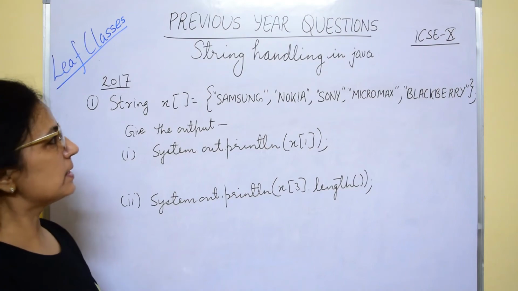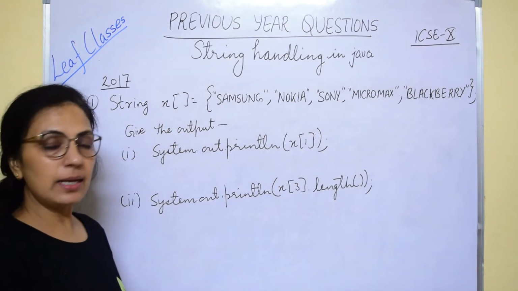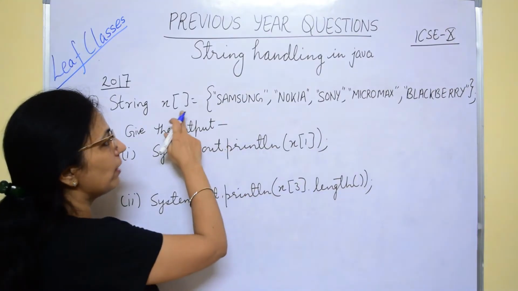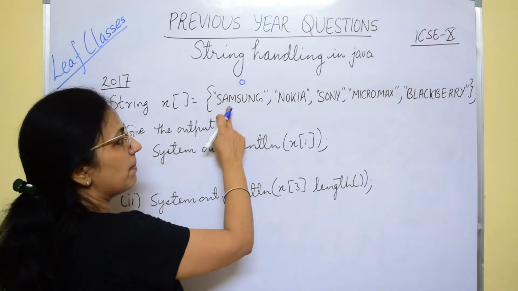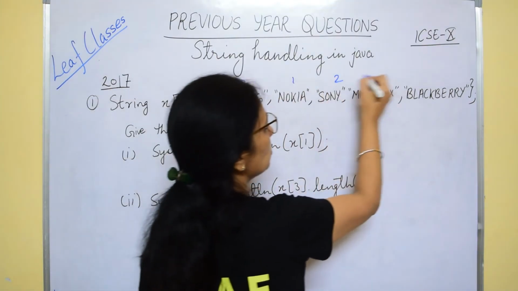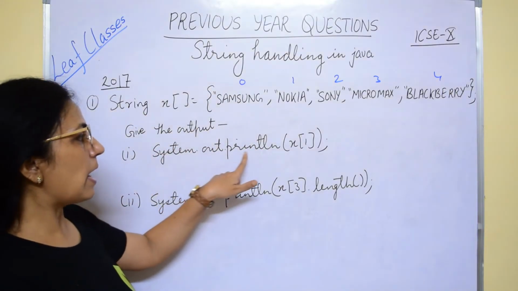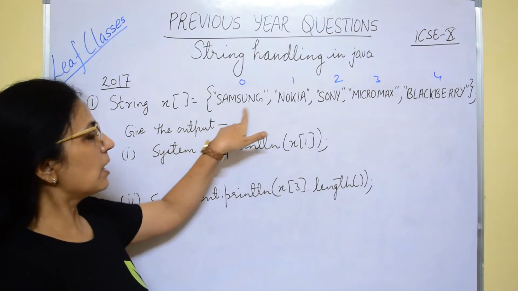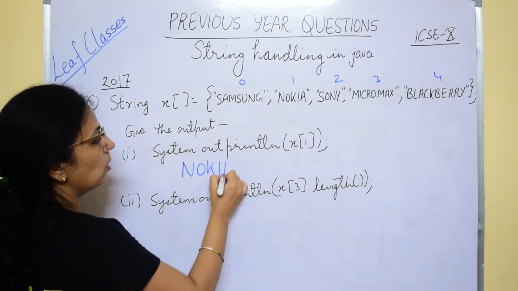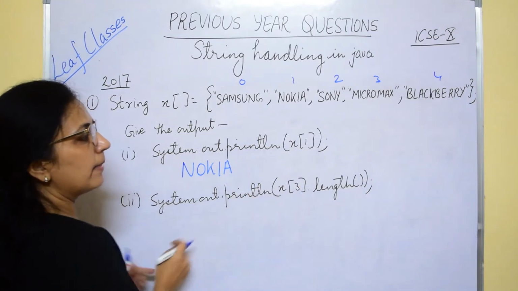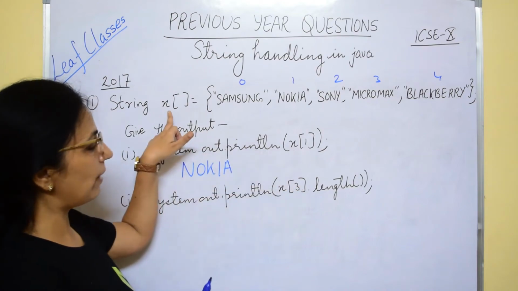Now we move on to year 2017. In this, the string is given as an array. Whenever array elements are given, the first index number is 0, then 1, 2, 3, 4. We can always write like that. System.out.println of X 1. What will be the output of this? Yes, it is Nokia. X1 means the first subscript value of array X.